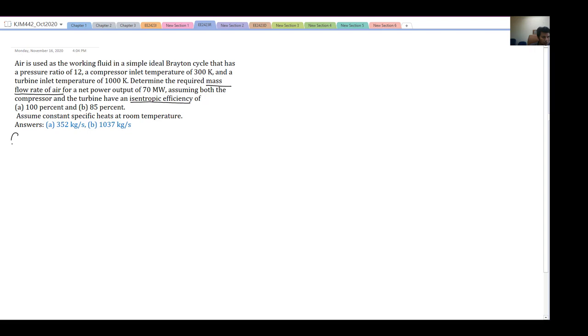The given data is, first, the pressure ratio. For chapter 3, we are working with pressure ratio instead of compression ratio. The pressure ratio is rp, so rp equals 12. Basically, rp equals P2 over P1, and also equals P3 over P4. Then there is the compressor inlet temperature.